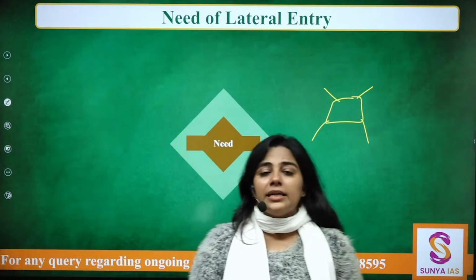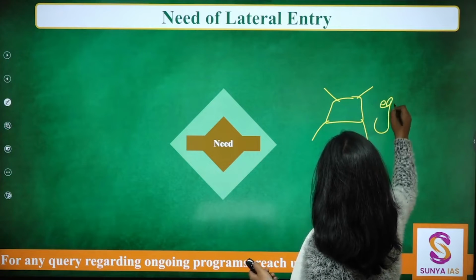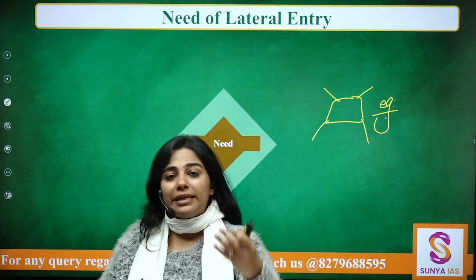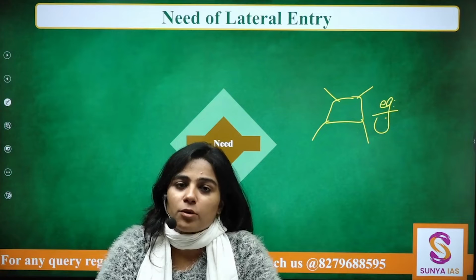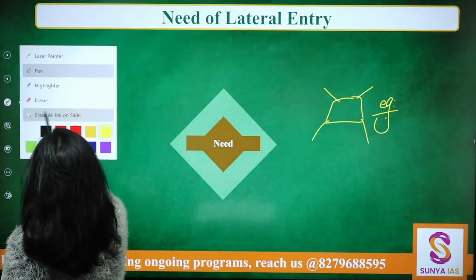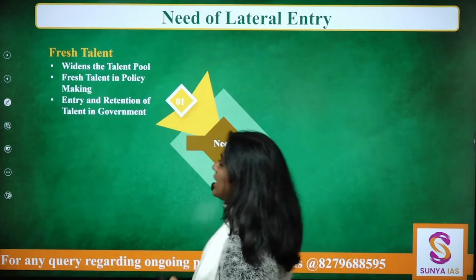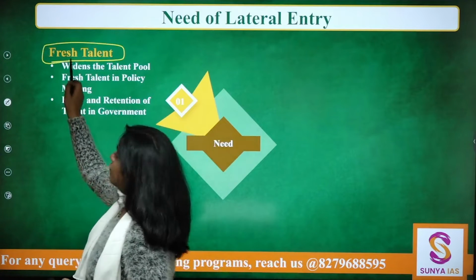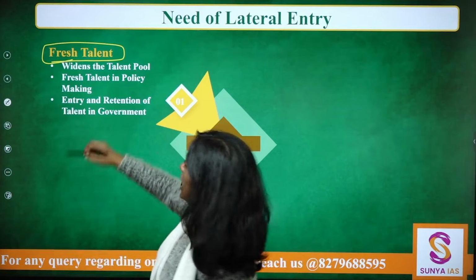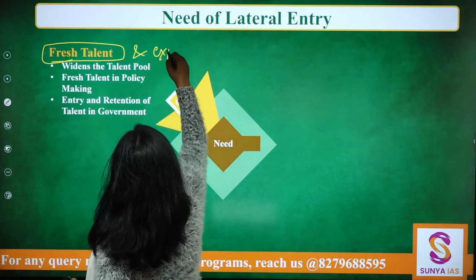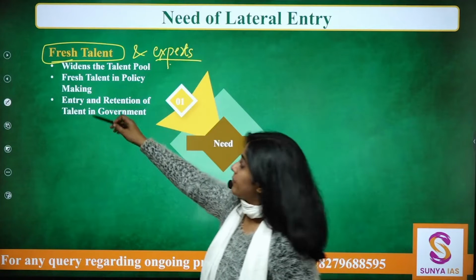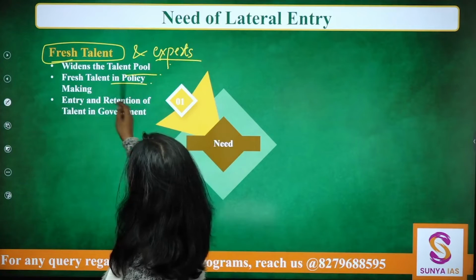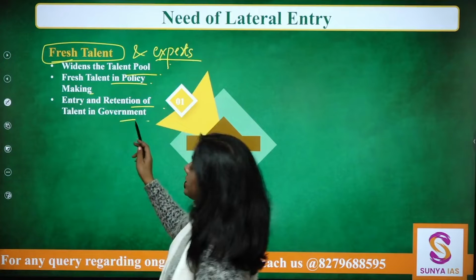Are you understanding? Even if you have to give examples, you will give examples only when and where they add value to your answer. Not every topic requires you to give examples. Here it's a very theoretical topic, lateral entry. So the need for lateral entry is that it helps in induction of fresh talent, fresh and expert in their field, right? So all these points tell the same thing. Widens the talent pool, fresh talent in policy making, entry and retention of talent in government.